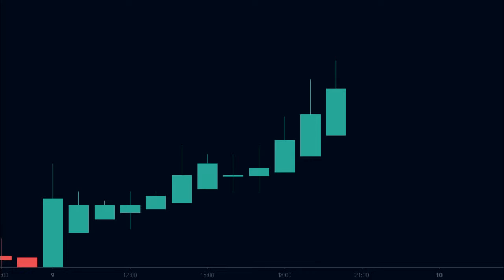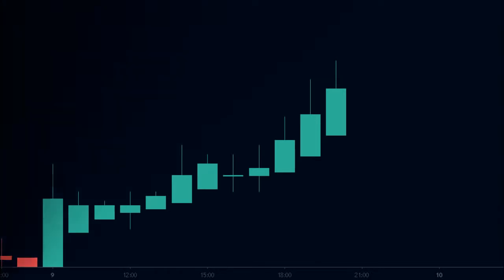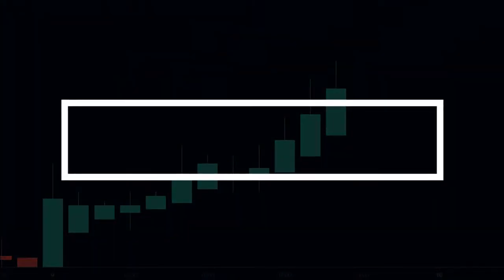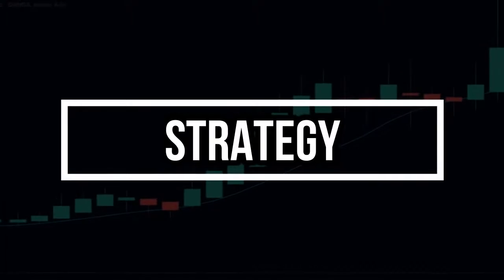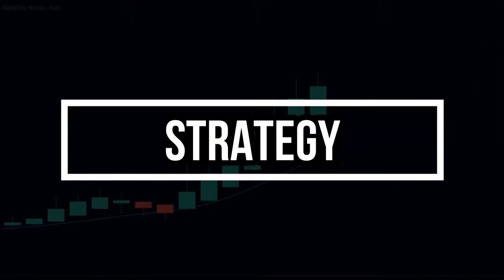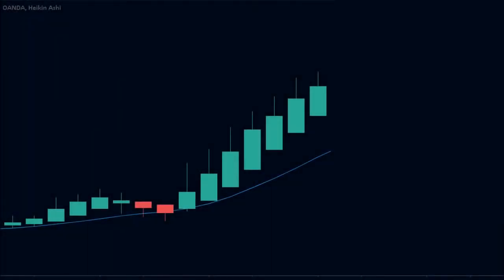Now that we have understood the types of Heikin Ashi candles, we can focus on the strategy. Our strategy focuses on capturing impulsive moves in the direction of the trend. Our goal is to identify pullbacks and enter when the price resumes in the trend. To trade this strategy, we first need to identify the trend of the market.